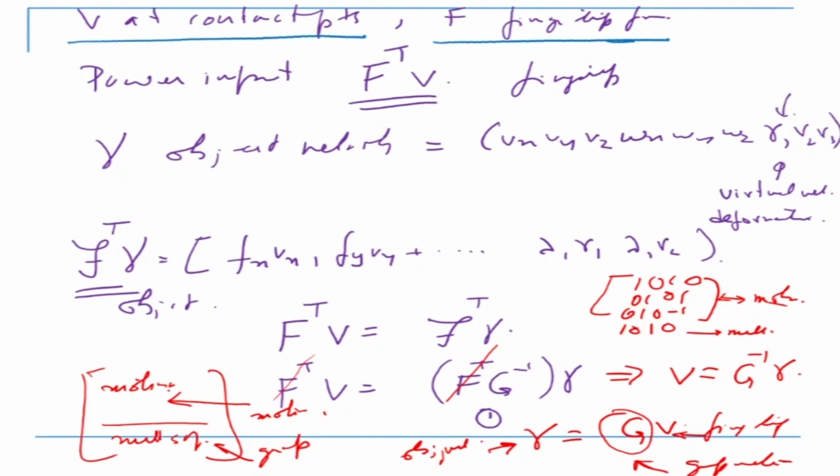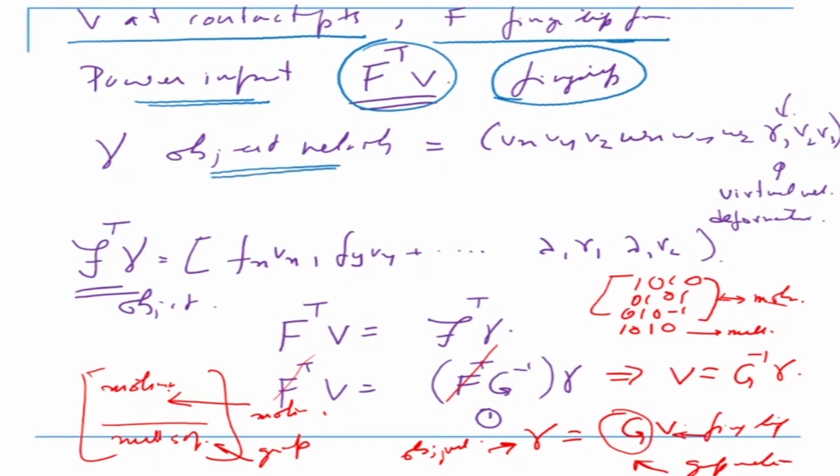Now the power input is v transpose into F. This is the power input to the system, at the fingertip. Now gamma is the object velocity, which is given by this. This gamma is made up of small components, which are Vx, Vy, Vz, omega x, omega y, omega z, and gamma 1, gamma 2, gamma 3. These are virtual velocities. Suppose the object is deforming, in that case these gammas will be there. That means the object is deforming at the center.